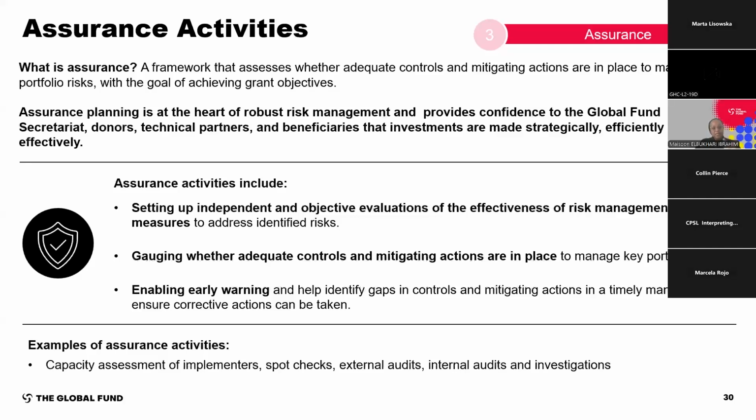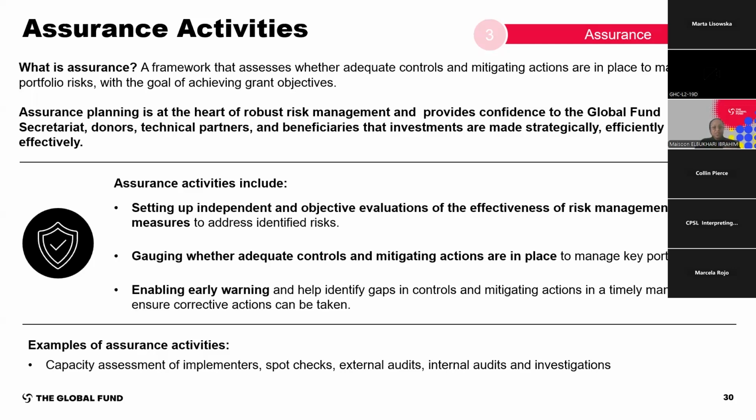So we begin planning the strategic assurance activities during the grant making process. We finalize it at the start of the grant implementation. And then the assurance plan is updated annually to reflect any change in the context or the risk levels.